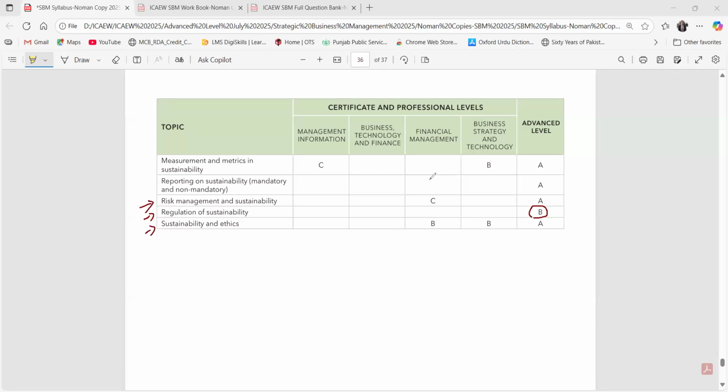So these are syllabus areas of our SBM. I just talked about two areas. First of all, the business section. Second was belonging to your finance section, basically.